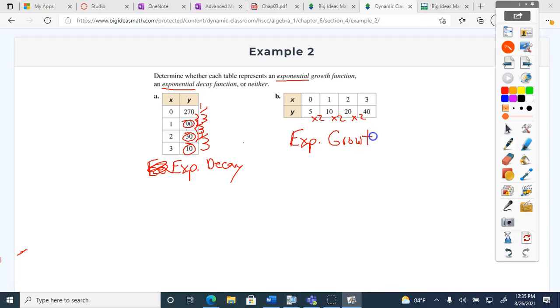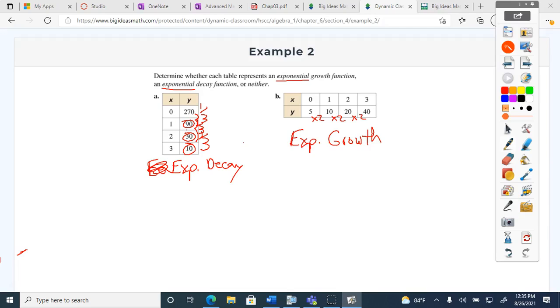So it only matters by the y, not the x. Correct. The x does matter. You just have to make sure the x is changing the same amount every time. It's just going up by 1, or it could be going up by 2. But as far as multiplying, that's not what you're looking at. You're looking at the y to know that. Could the y's be all the same? They could be, but it wouldn't be exponential if they were.